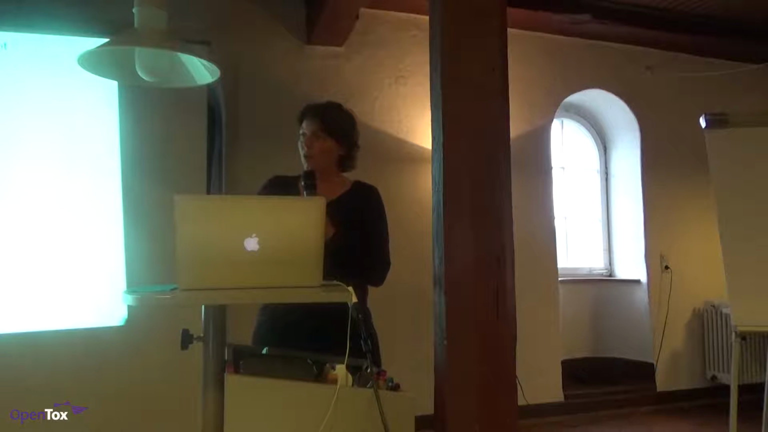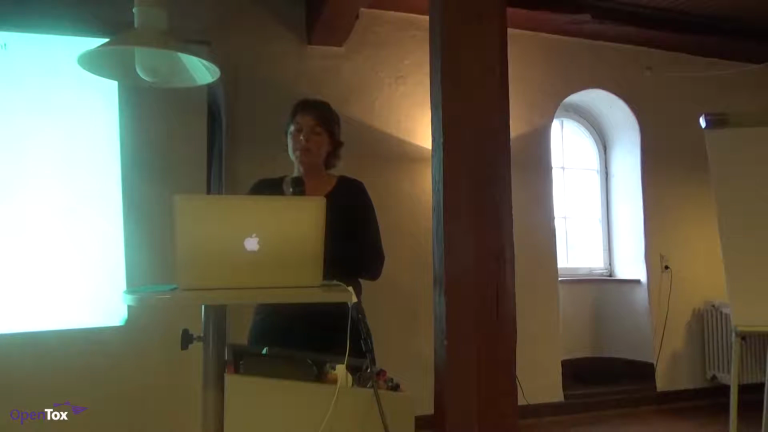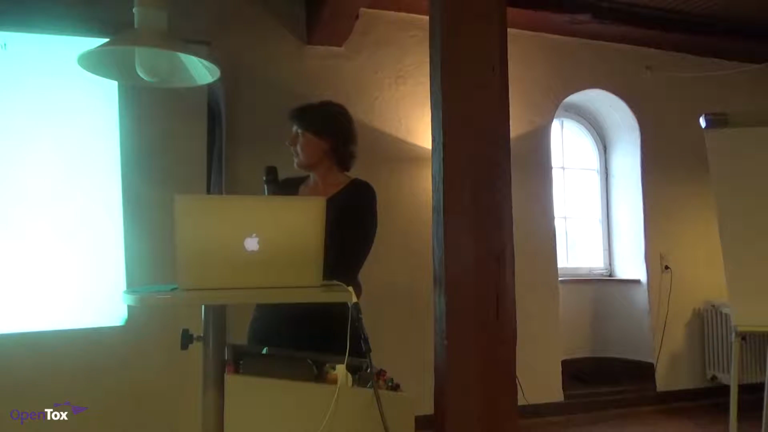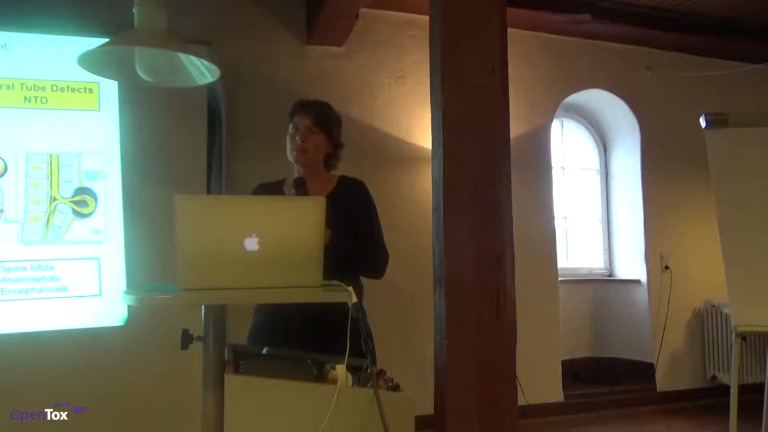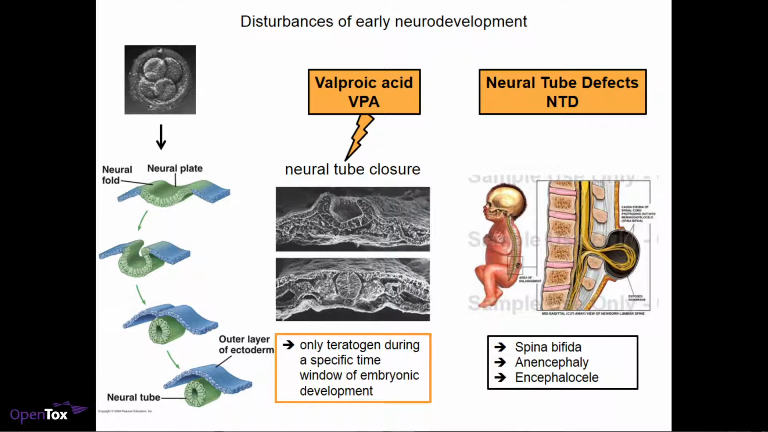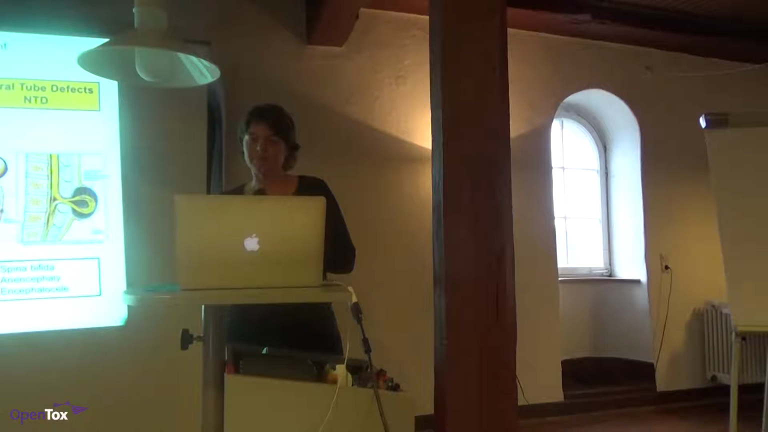Especially during early neural development, the closure of the neural tube is a very sensitive time window. There's one famous compound, valproic acid, and this is only teratogenic during this specific time window of embryonic development, and it increases the risk of neural tube defects such as spina bifida or anencephaly. Therefore VPA is our favorite tool compound to test our systems.